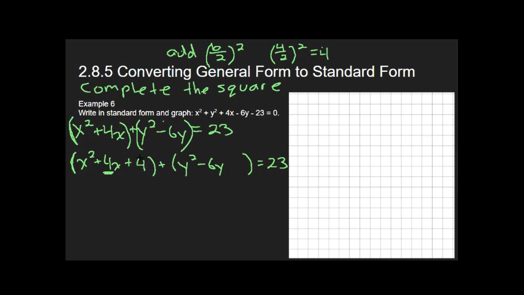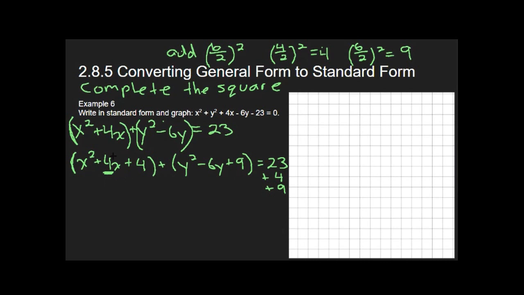But remember, whatever we do to one side of the equation, we have to do to the other side. So I would normally do this linearly, but I'm running out of room here. And then we're going to do the same thing for the y's. Our b is -6. Because we're squaring, we can ignore that negative. So it's 6 divided by 2 squared, and that equals 3 squared, which is 9. So I'm going to add 9, and then I also have to add that to the other side of the equation. Okay, so I have x squared plus 4x plus 4 plus y squared minus 6y plus 9 is equal to 23 plus 4 plus 9.